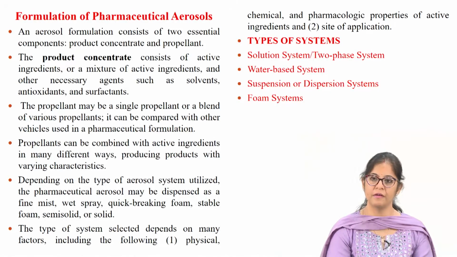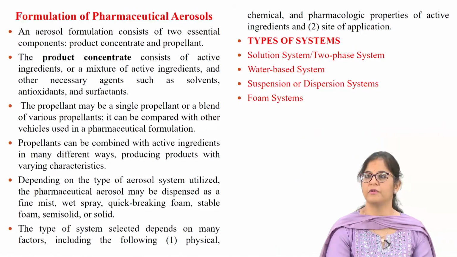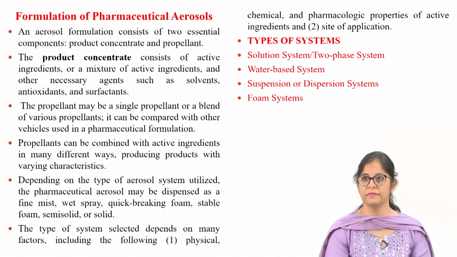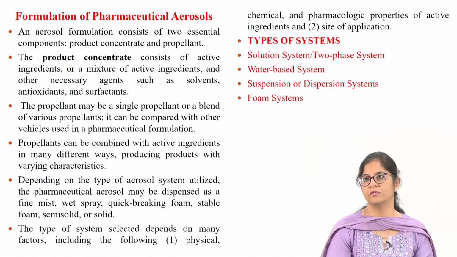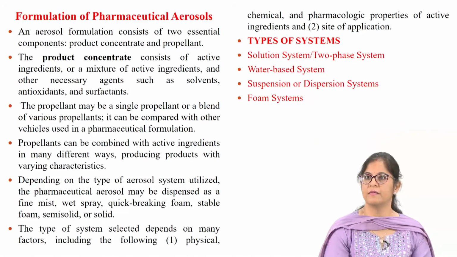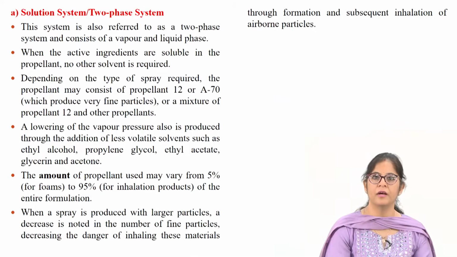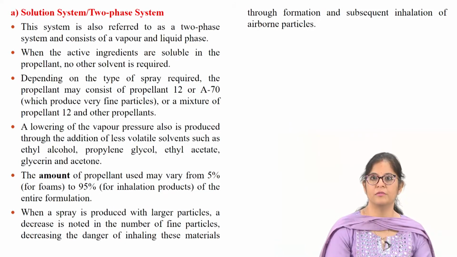The type of system selected depends on factors like physical, chemical and pharmacological properties of the API and the site of application. So, various types of systems are there, like solution system, two-phase, water-based system, suspension or dispersion system and a foam system. The solution or two-phase system is a system which consists of a vapor and a liquid phase. When the active ingredients are soluble in propellant, no other solvent is required.